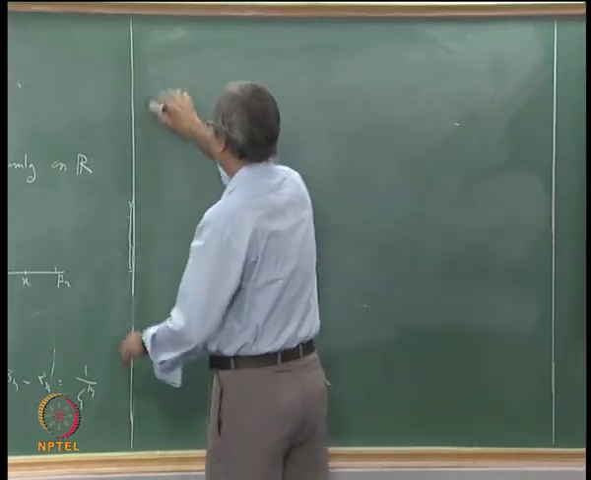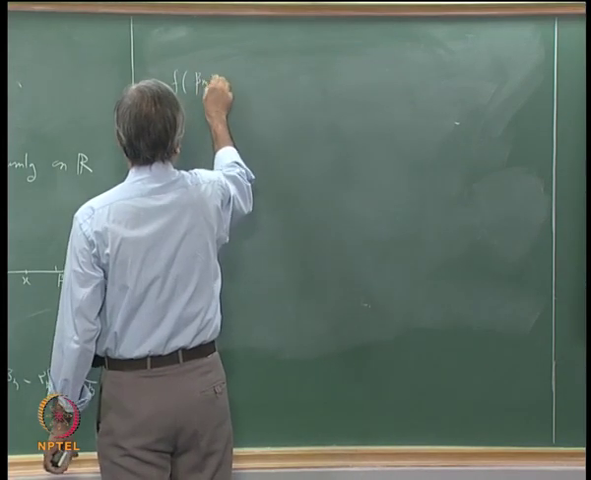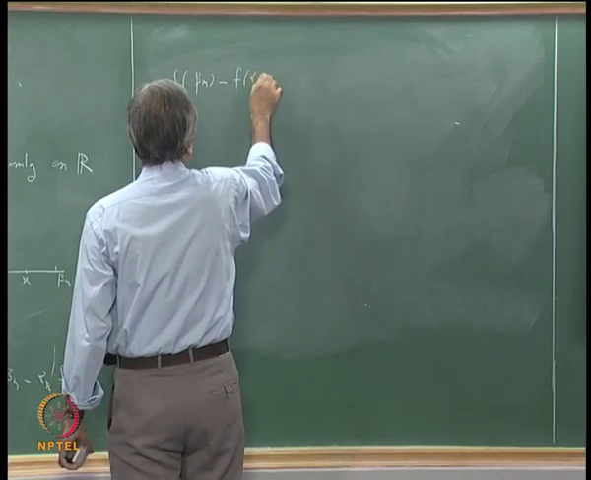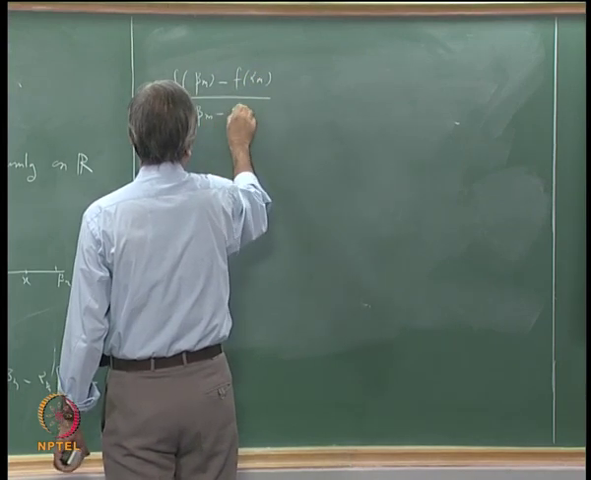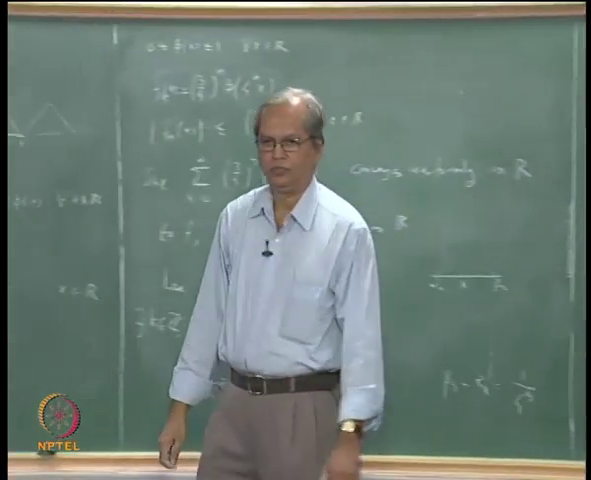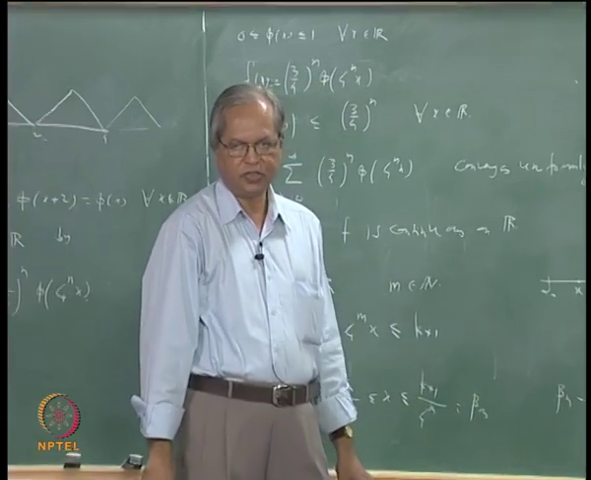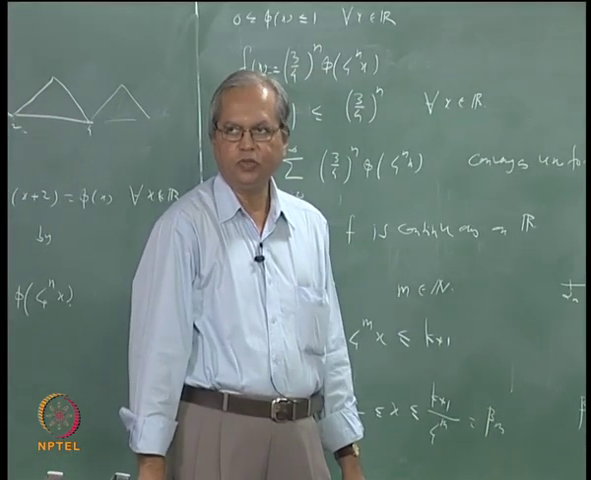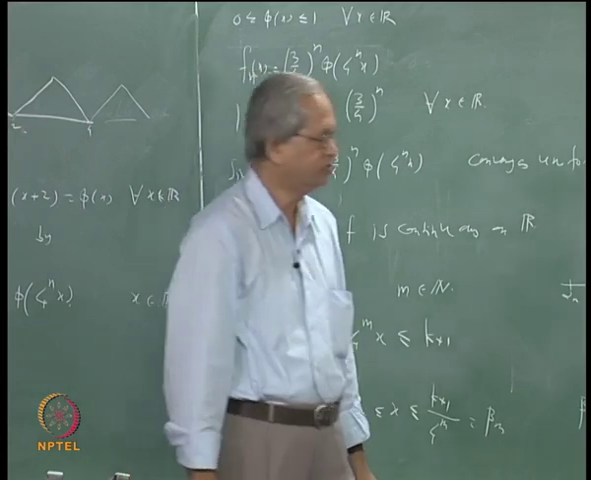That means we have to look at this sequence, f of beta m minus f of alpha m divided by beta m minus alpha m, and we have to show that this sequence is not convergent, that it does not converge to anything. If that is shown, it will mean that f is not differentiable at x. Is that clear? That is the idea.